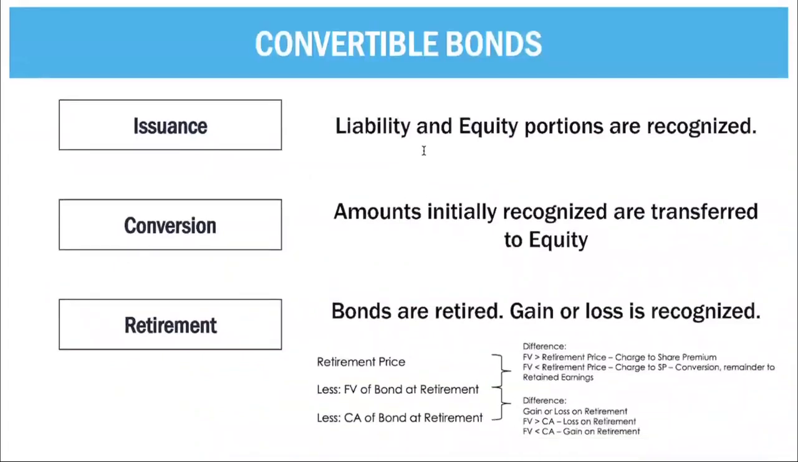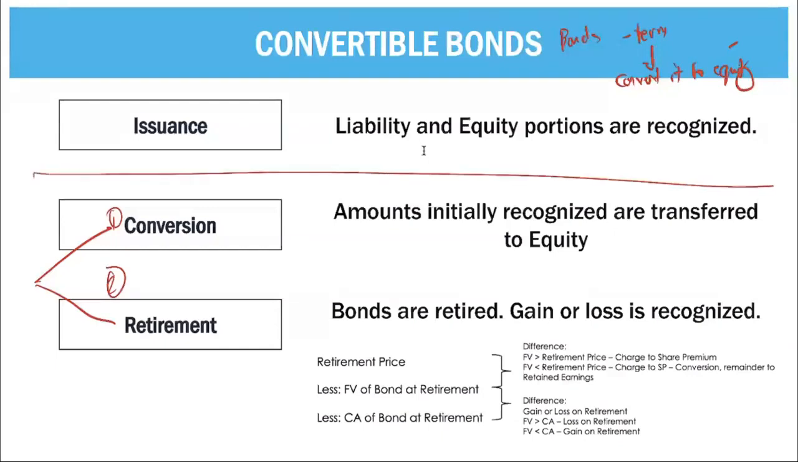So let's start now with your convertible bonds. What is a convertible bond again? Bonds that give the holder the right to convert the bonds during its lifetime. So if you have bonds, during the term of the bonds, you can convert it to equity. Okay. So we have three main issues as to the accounting of our convertible bonds: the issuance, the conversion, and or your retirement. Remember, you have the choice, either you convert it or you retire it.